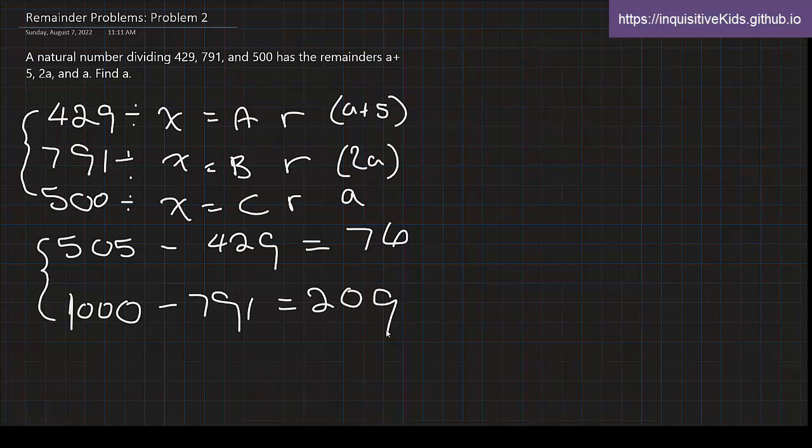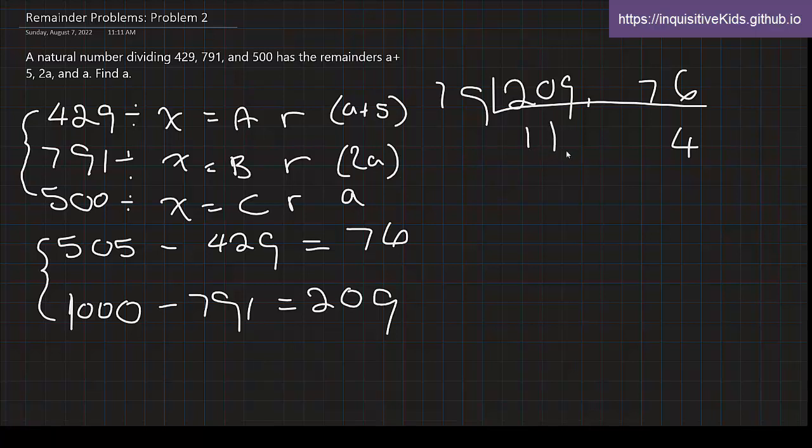So now we know that 209 and 76 are both multiples of x. So what is x then? Well, let's try to find common factors. 209 and 76 are both multiples of 19. So let's divide each of them by 19 and see what we have. This is 4, and this is 11. And we can't continue dividing, so x has to be equal to 19.